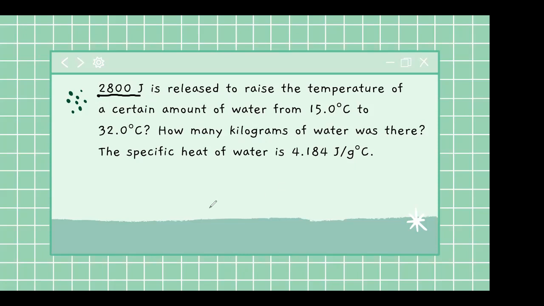So what are we finding? What are we trying to solve for in this Q equals MC delta T equation? Mass, yeah, perfect. So mass, kilograms of water. So if we're trying to find M, what is this value for? What variable is this? Q, yeah, joules. Remember, Q is for heat, right? So we can put that on the left side of the equation.